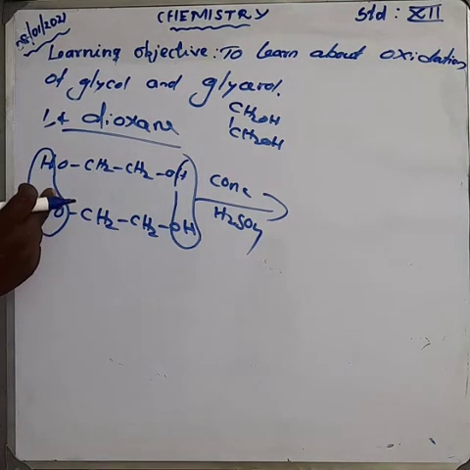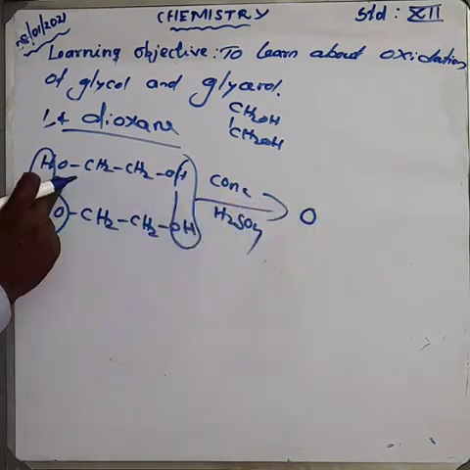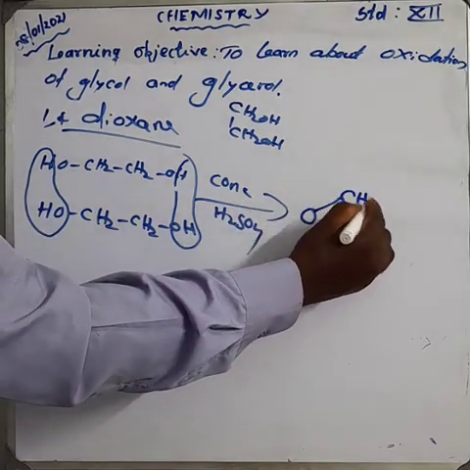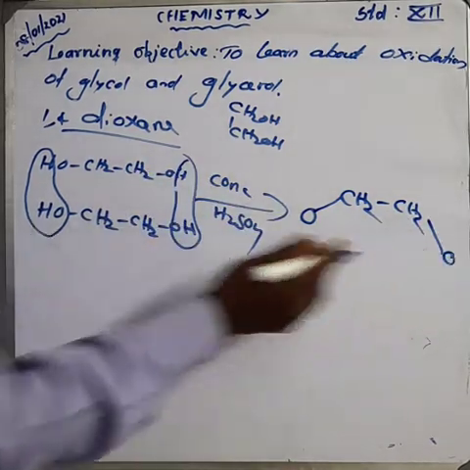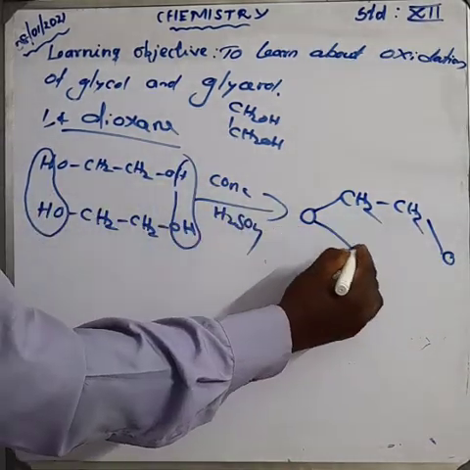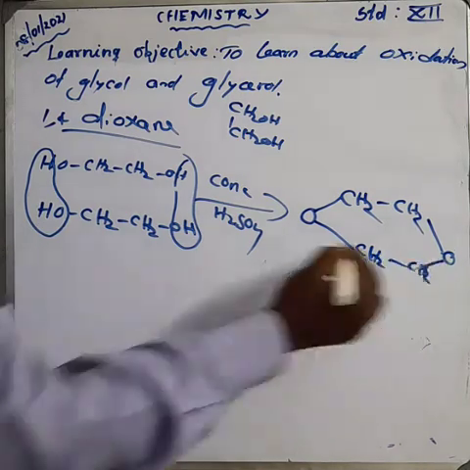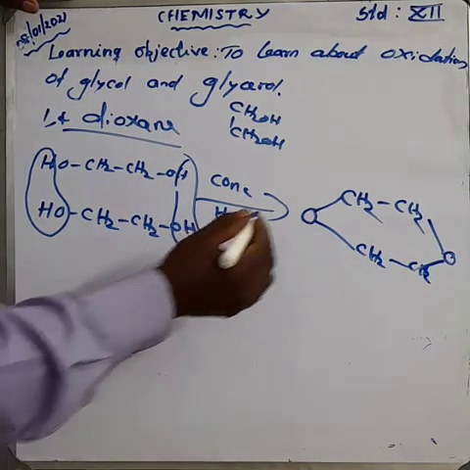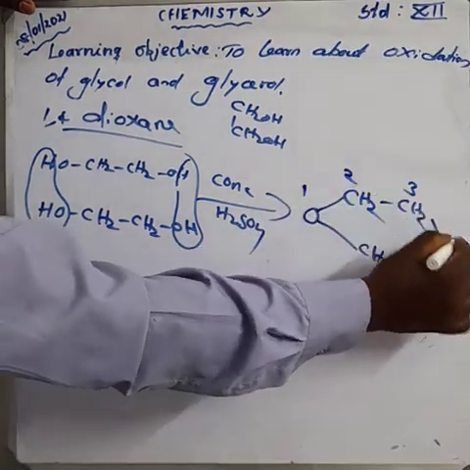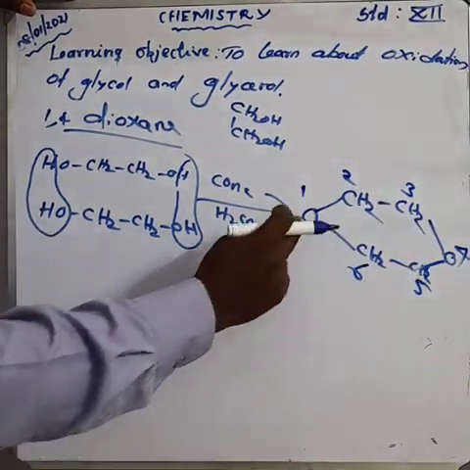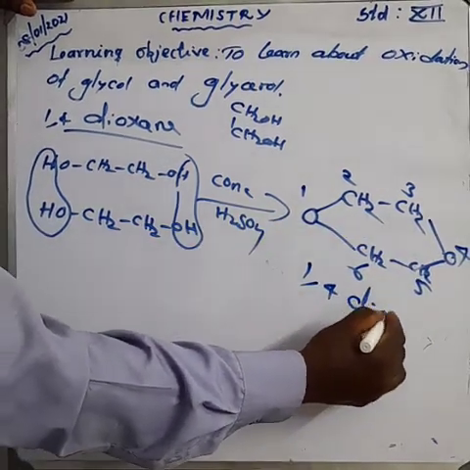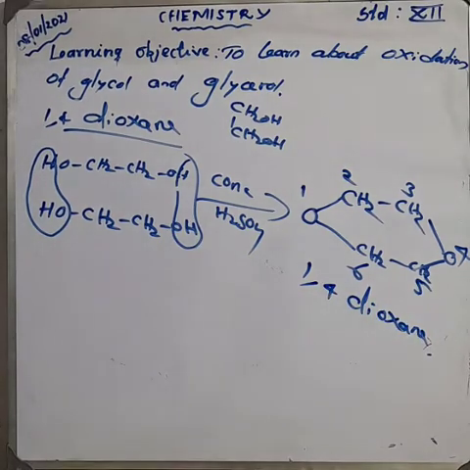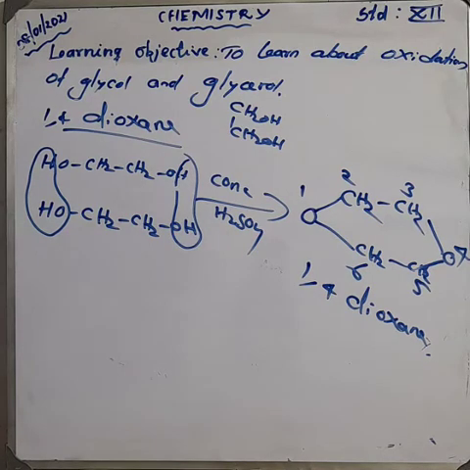So we can rewrite this. Start with oxygen, oxygen in the center: CH2, CH2, next oxygen, CH2, CH2. We can give the numbers: start with the oxygen, 1, 2, 3, 4, 5, 6. So 1,4-dioxane. How is dioxane prepared? Please all of you write it. Very, very important question. Anyhow, next one.